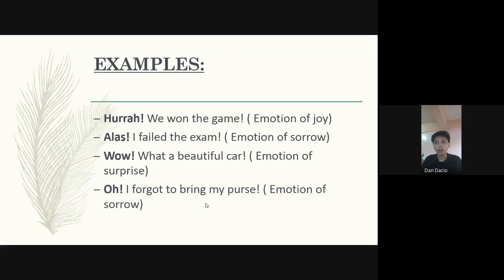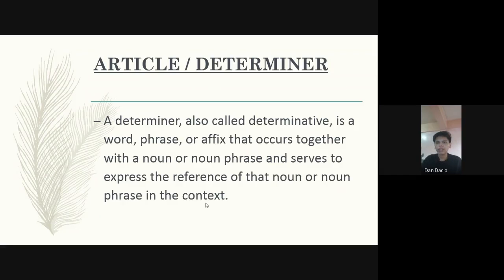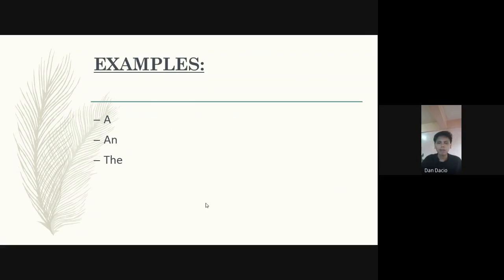Wow, what a beautiful car. So wow is an expression of surprise. Okay, so next is, oh, I forgot to bring my purse. Next, oh is expression of sorrow because he forgot to bring his purse. Next is article or determiner. A determiner, also called determinative, is a word, phrase, or affix that occurs together with a noun or noun phrase and serves to express the reference of that noun or noun phrase in the context. So examples of determiners are a, an, and the.